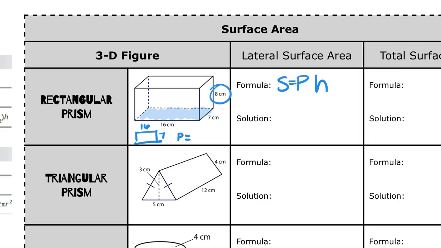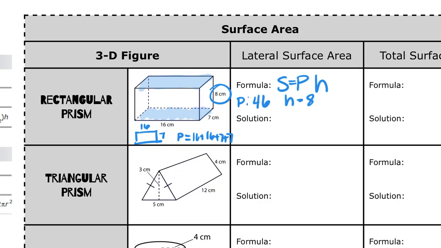The first thing I'm going to do is find my perimeter. Remember, this is adding all of the sides together to find our perimeter of the base. So in order to find our perimeter of the base, I'm going to add 16 plus 16 plus 7 plus 7. So that would give us a perimeter of 46. While the height is what I circled at 8 centimeters. So again, the height comes from here. This is the distance between the two bases, okay?